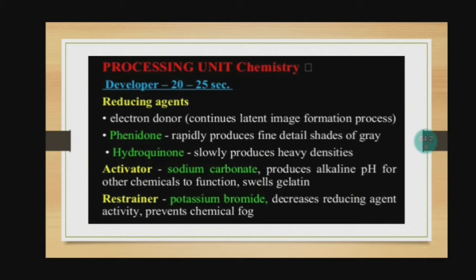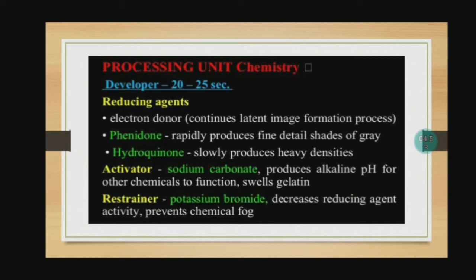Processing unit chemistry. Developer, 20 to 25 seconds. Reducing agent: electron donor, continues latent image formation process. Phenidone rapidly produces fine detail shades of gray. Hydroquinone slowly produces heavy densities.